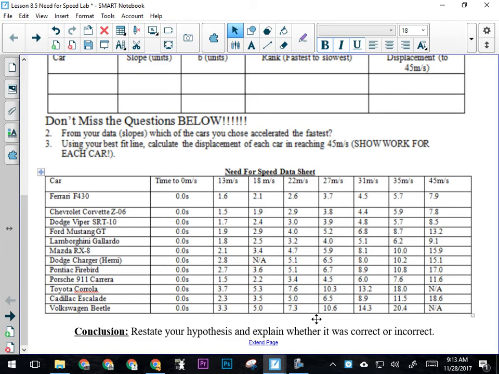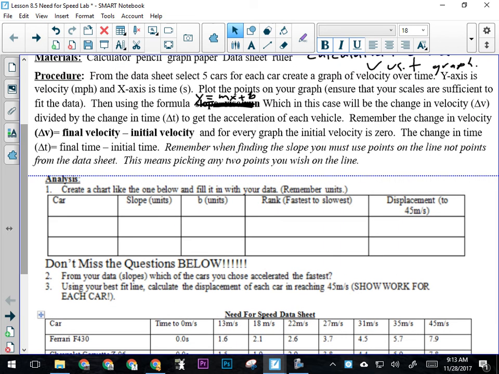Okay, so we have our different cars, we have our 5 different graphs. That's essentially going to be all of your procedural stuff, your data and that kind of thing. For the analysis, you have a chart like this on your lab already, except it's got enough room for 5 cars on it. You're going to put in the car, give me the slope and units, give me the y-intercept with units, and then rank the cars from fastest to slowest in terms of their accelerations. Once you've figured out what their accelerations are, you rank them from fastest to slowest, fastest being 1, slowest being 5.